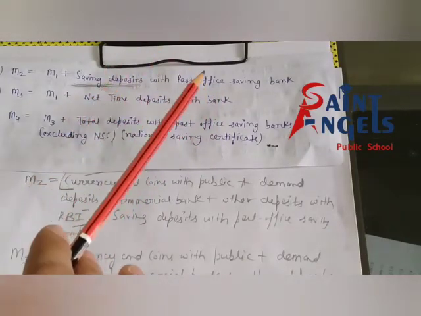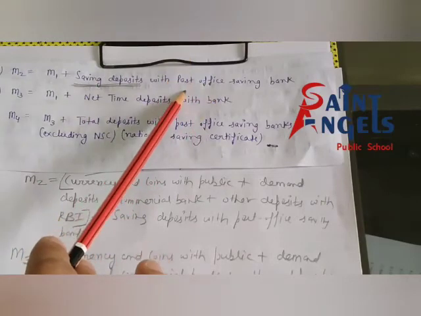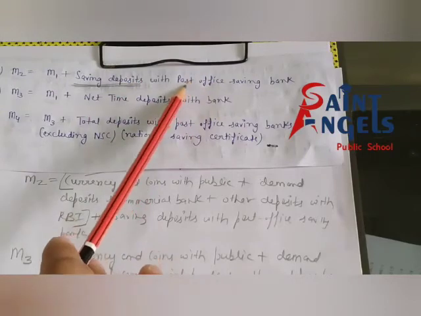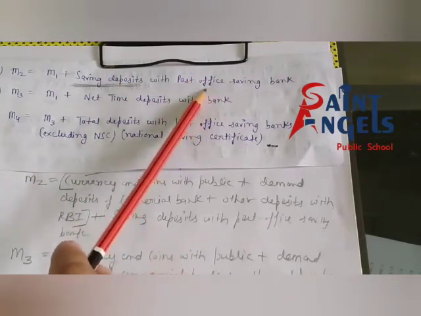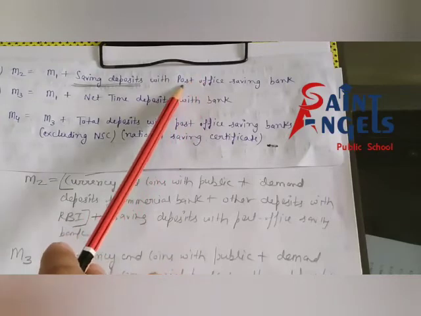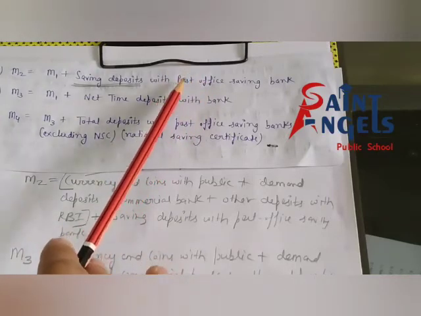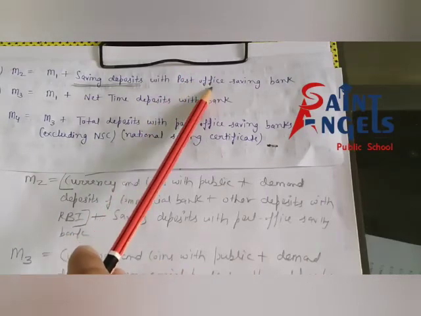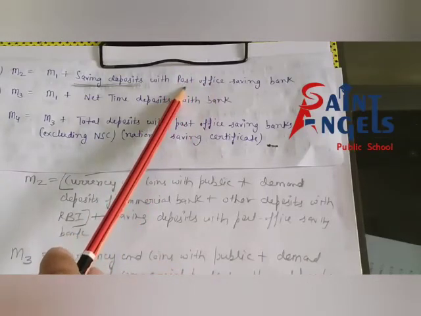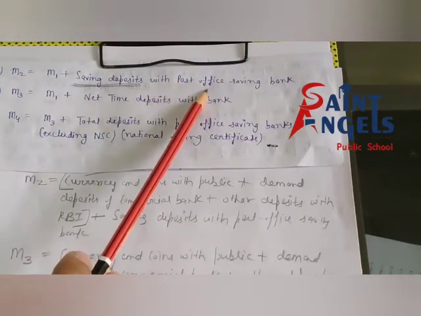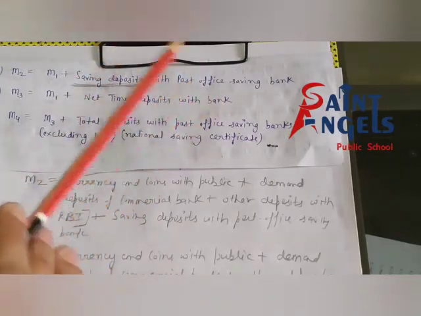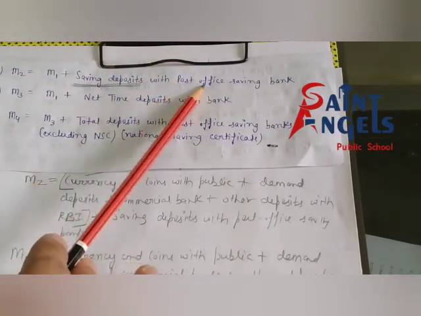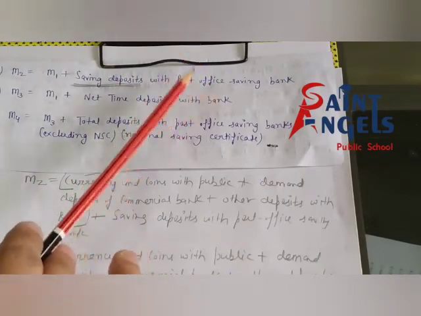Listen carefully. This is a financial institution, no doubt. Post office is a financial institution, but post office is not a bank. The question is, can the post office be considered a bank or not? We will say not, because post office is a financial institution, but post office is not a bank.